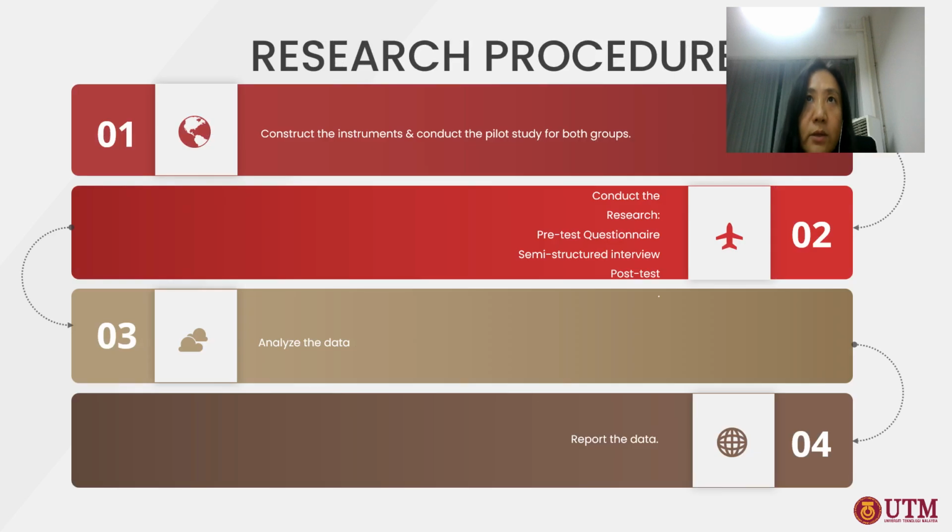There are 4 major procedures in this study. The first phase will be constructing instrument and conducting a pilot study for both groups. After that, a pre-test will be administered for both control and treatment groups. Then, classes will be conducted with the ICC teaching module. Eventually, a post-test will be administered when the treatment is completed. The third phase in the research process will be analyzing the data quantitatively and qualitatively. The fourth phase will be reporting the data.